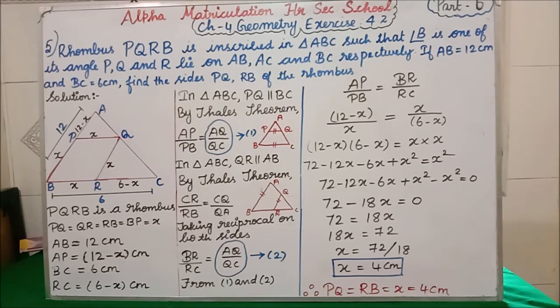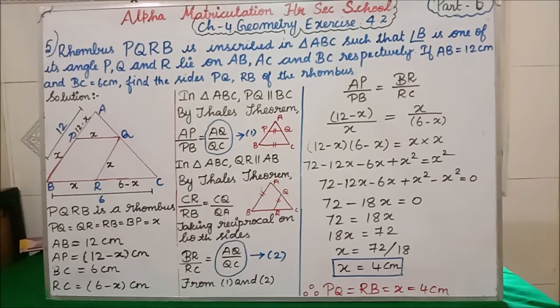Clear students? Not only for this problem, for any problem, if you know one part of the value and you know the full length, you can subtract the known part from the full length to get the other small part. Clear how I am writing here 12 minus x and 6 minus x? Okay. Now I am writing PQRB is a rhombus.